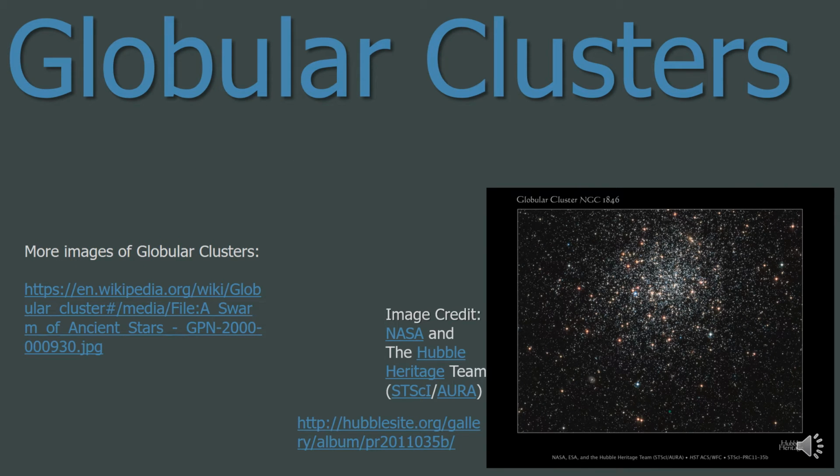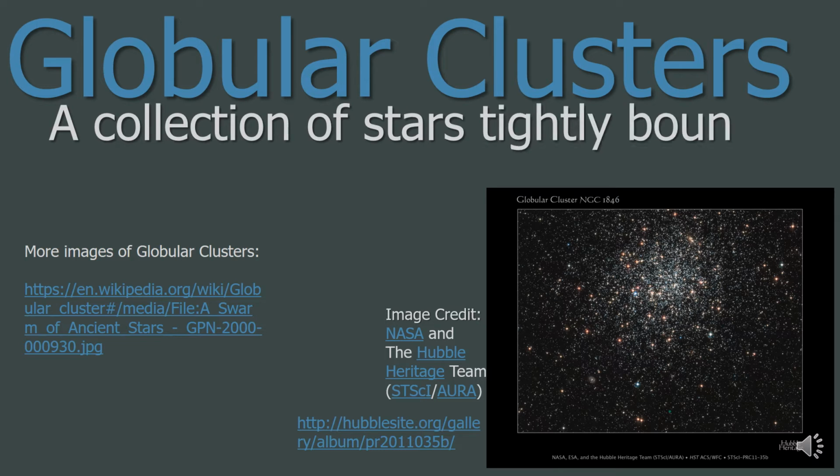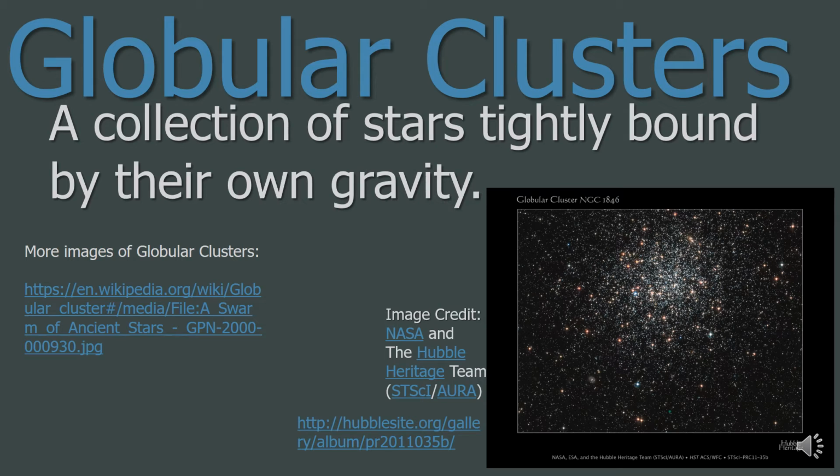Now, a globular cluster. A globular cluster is a collection of stars tightly bound by their own gravity. A globular cluster as a whole will orbit a galactic core, just like the Sun orbits the galactic core at the centre of the Milky Way. A globular cluster may contain hundreds of thousands of stars.